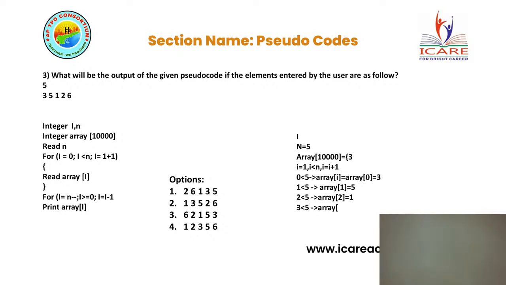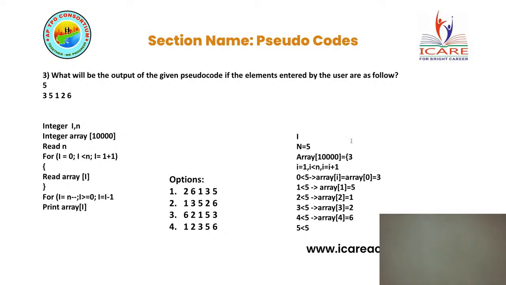Now array of I, and I is nothing but 3. Array of 3 is equal to value 2, which we are reading from the user input. And I plus 1 is 4, and 4 less than 5, the condition is true. We are entering into the array of 4, which is I. So array of 4 is equal to 6. And again we are updating the value, 4 plus 1, which is 5. 5 less than 5 is false, so we are not entering into the for loop.